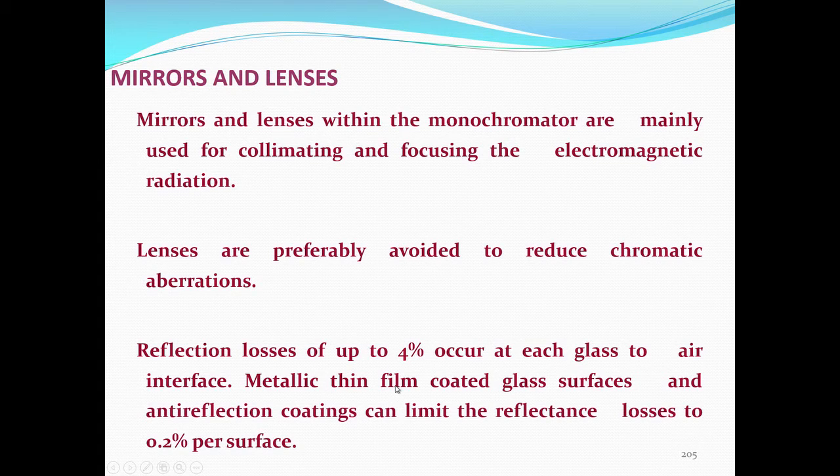So, thin metallic films are coated on glass surfaces, etc. They can limit the reflectance losses to 0.2%. So, these are all technical details, but what is important is when you buy a spectrophotometer, all these things you have to look into the technical specifications so that you get the optimum instrumentation for the amount of money you are spending to purchase a spectrophotometer.